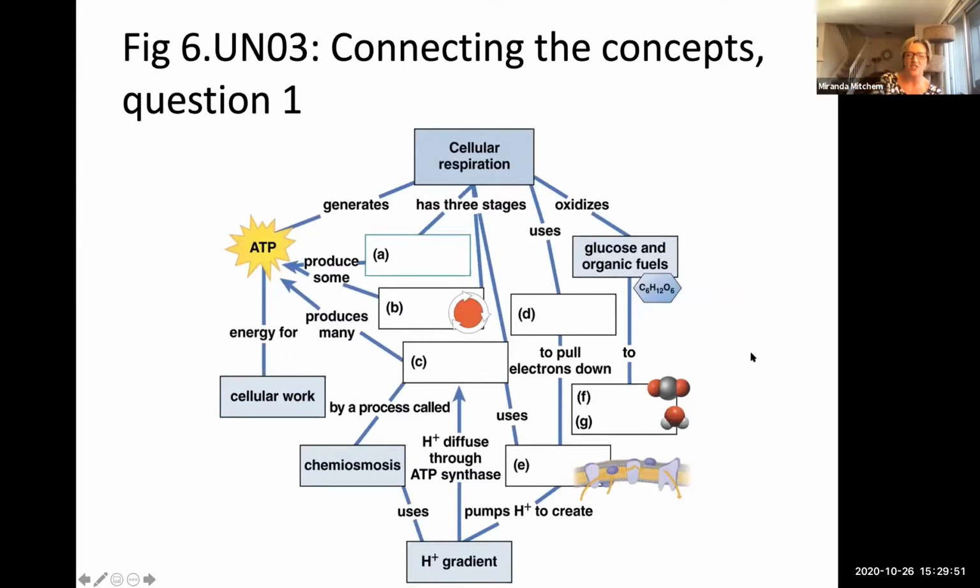So you've got that, and here's your fill-in question from chapter 6. The answers for these are found in your textbook.